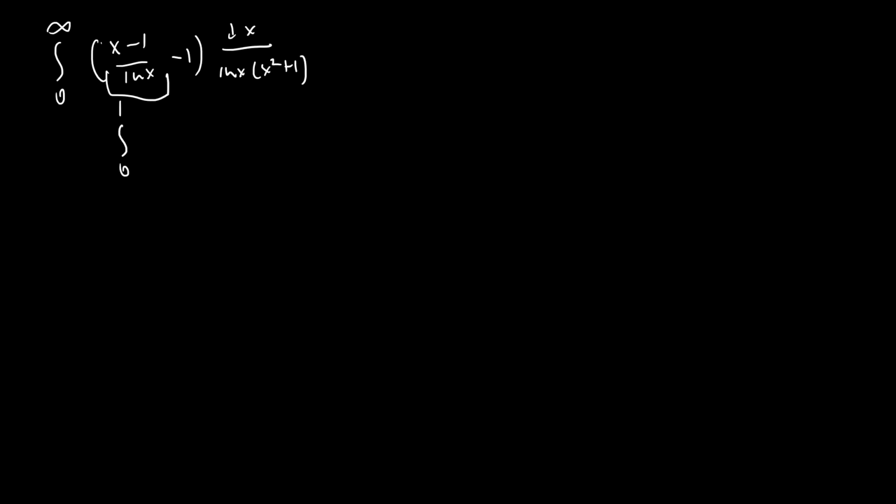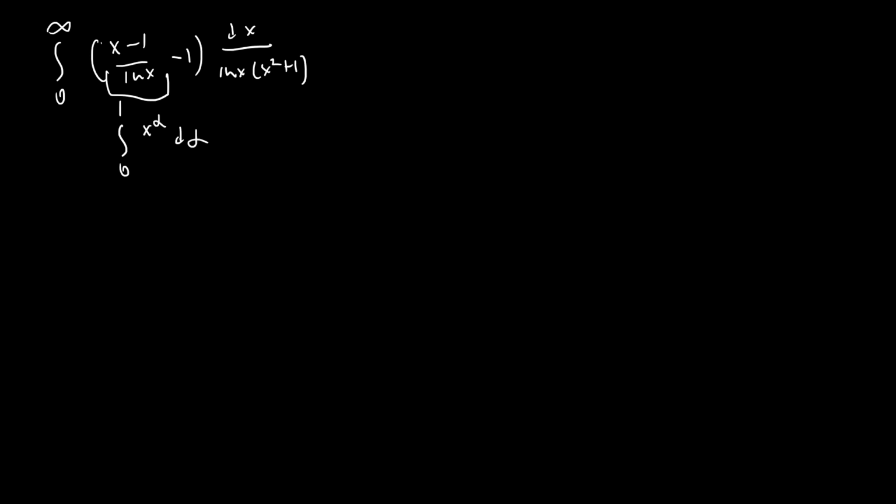So the first thing we're going to do is we're going to factor out that 1 over ln x that everything is being multiplied by. So we're just going to have x minus 1 over ln x minus 1 times dx over ln x times x squared plus 1. All right. So we're going to use our trick that we just talked about to rewrite this as an integral, and this is going to become the integral from 0 to 1 of x to the alpha d alpha.